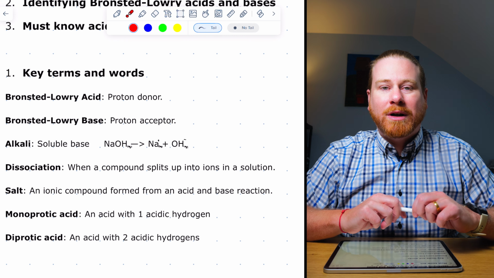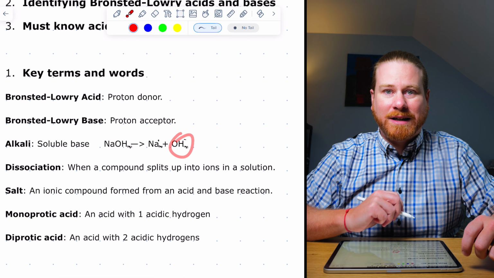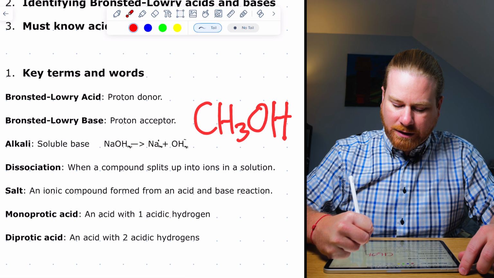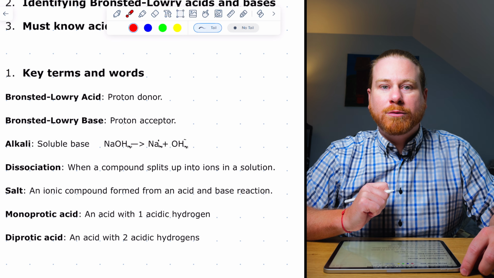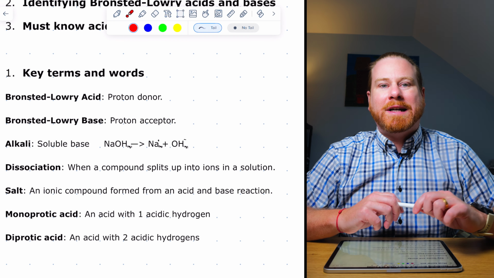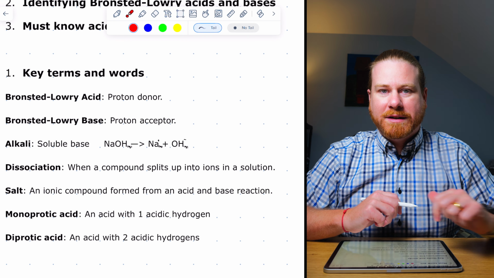But just remember that not everything with OH is an alkali. For example, here we've got methanol, which is an alcohol, and alcohols also contain OH, but they behave and react in very different ways.